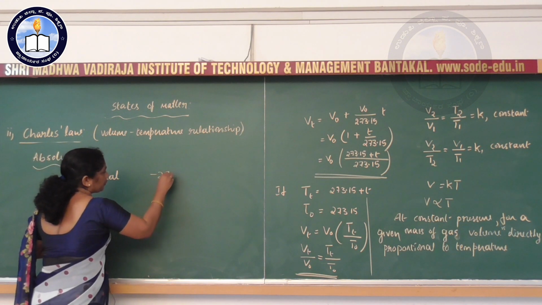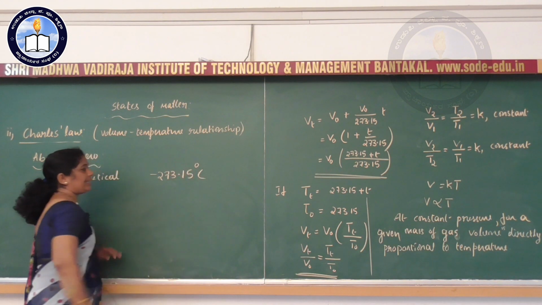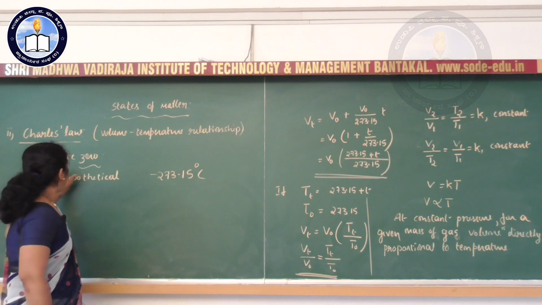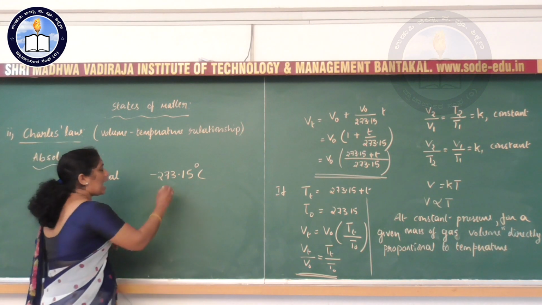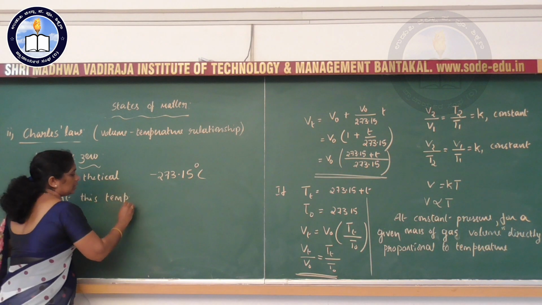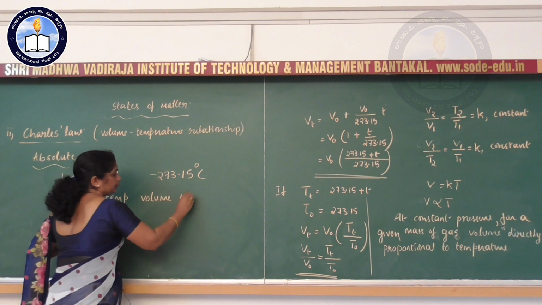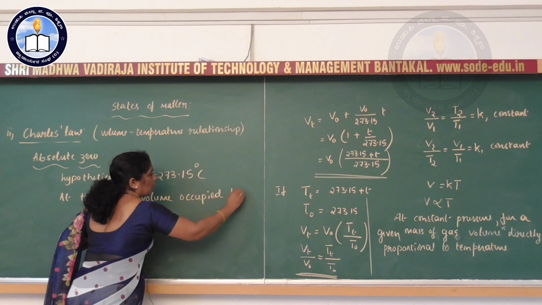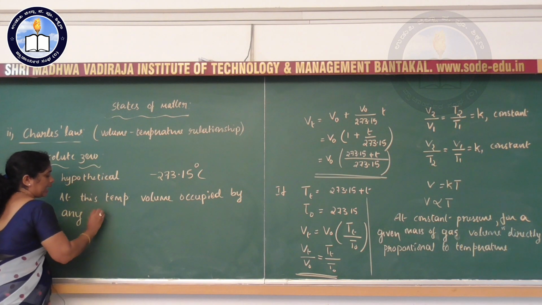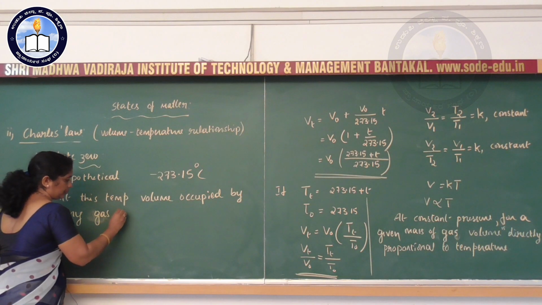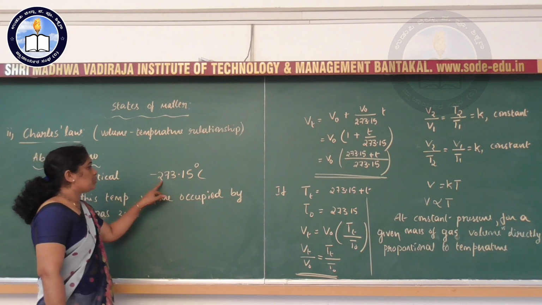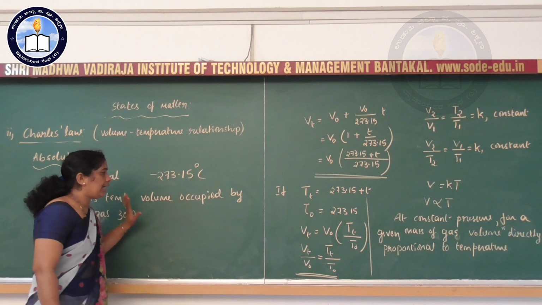The temperature minus 273.15 degrees Celsius is called absolute zero, because at this temperature the volume occupied by any gas is zero. Hence it is hypothetical in nature. So that is why minus 273.15 degrees Celsius is called absolute zero.